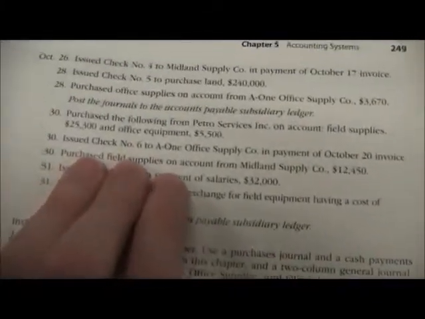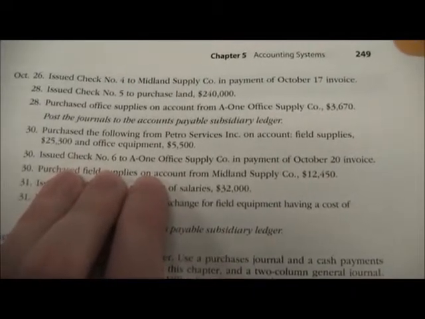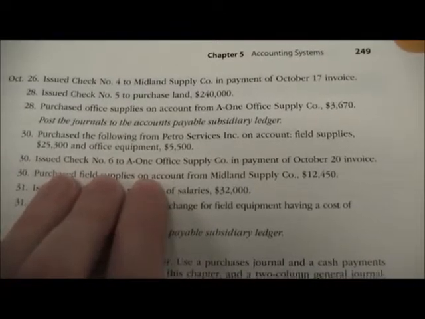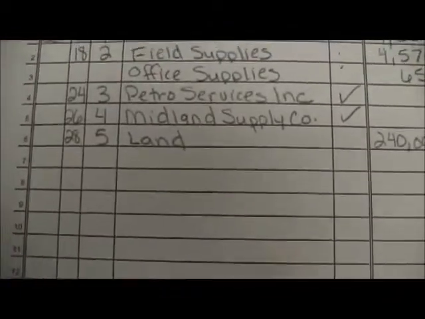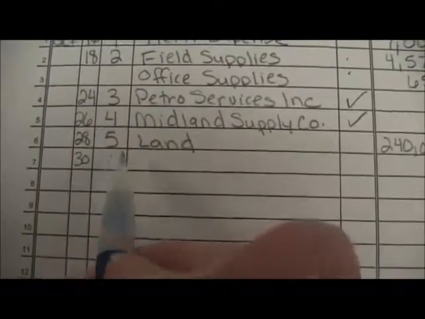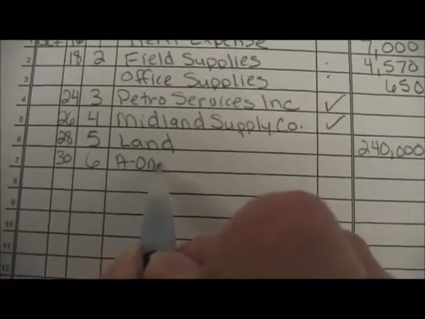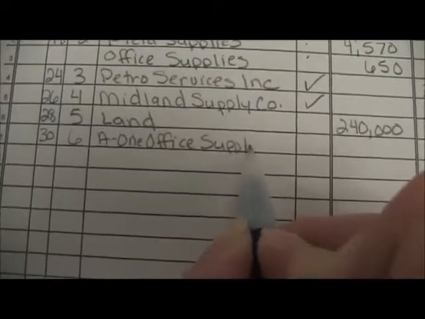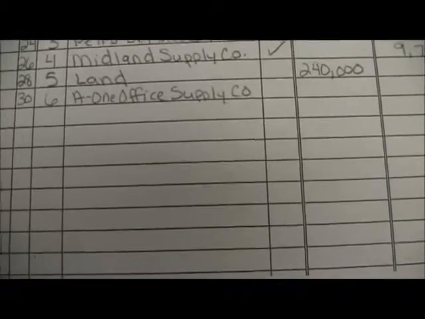Okay, back to our textbook. On the 30th, issued check number 6 to A1 Office Supply Company in payment of the October 20th invoice. So we're going to our cash payments journal. Our date is the 30th. Check number 6. A1 Office Supply Company. Our book says, in payment of the October 20th invoice.